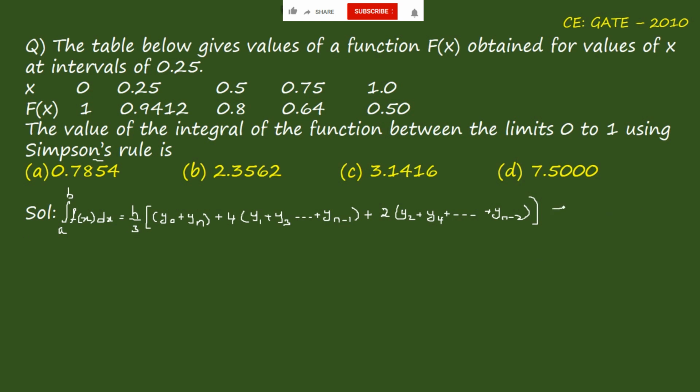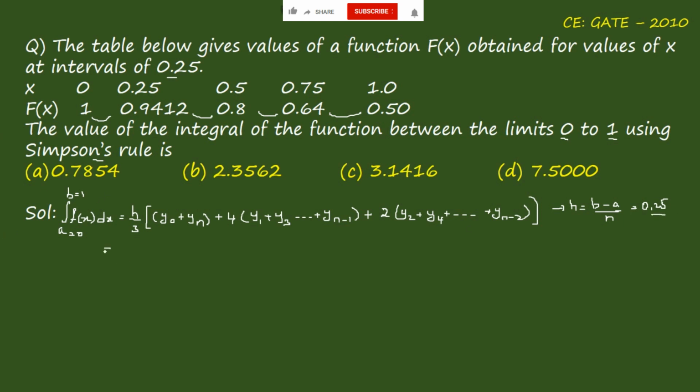Here h is given. H is equal to, as we know, b minus a by n. Here although the interval is given as 0.25, right? So h is equal to 0.25. If you want you can calculate it, okay? How many intervals are there? 1, 2, 3, 4, right? B minus a is given here. Limits are from 0 to 1. So a is 0, b is 1. So it becomes 1 by 4. It's also 0.25.